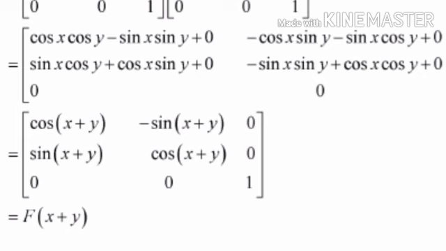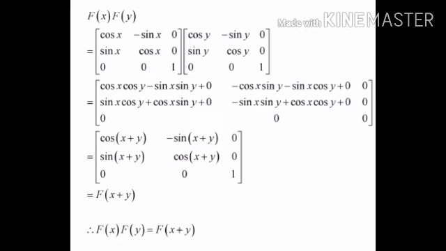So it will be cos of (x + y). Now the second element of the first column is sin x cos y + cos x sin y, so it is the formula of sin (x + y), and the last element is 0. Now the second column: for the first element of the second column, first we take the minus sign common out, so it will be the formula of sin (x + y). The second element, which is cos x cos y − sin x sin y, is the formula of cos (x + y), and the third element is 0, and the last column is 0 0 1. So look here, this is the matrix f of (x + y). So hence the proof is complete.